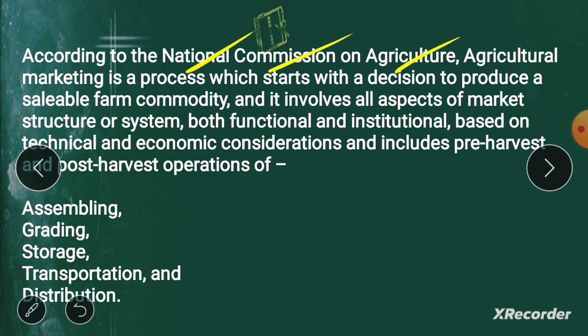According to the National Commission on Agriculture, agriculture marketing is the process which starts with the decision to produce a sellable farm commodity, and it involves all aspects of market structure or systems, both functional and institutional, based on technical and economic considerations, and includes pre-harvest and post-harvest operations of assembling, grading, storage, transportation, and distribution.